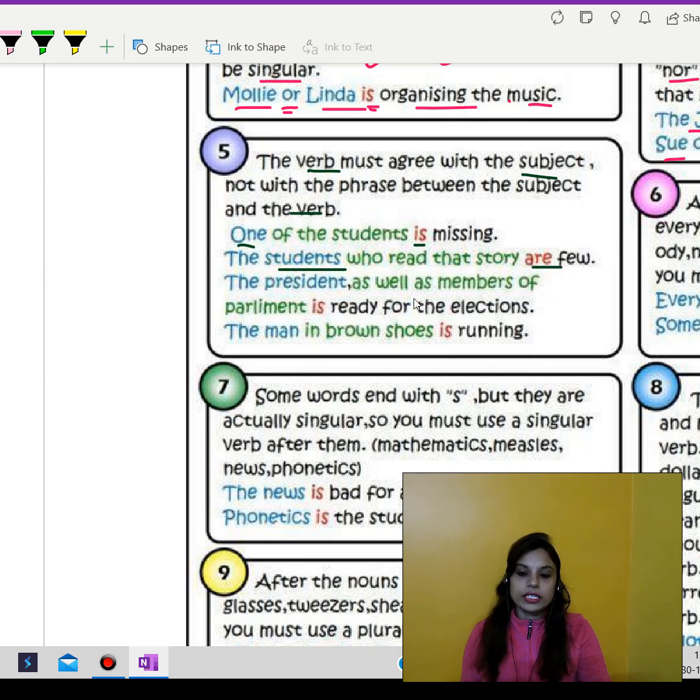The president as well as members of the parliament is ready for the elections. So president, that is why is. We are not going to consider the rest of the part. The last sentence, the man in brown shoes. So we are not going to consider shoes, rather we are going to consider the man. So the man is only one person, that is why is, and not the shoes.